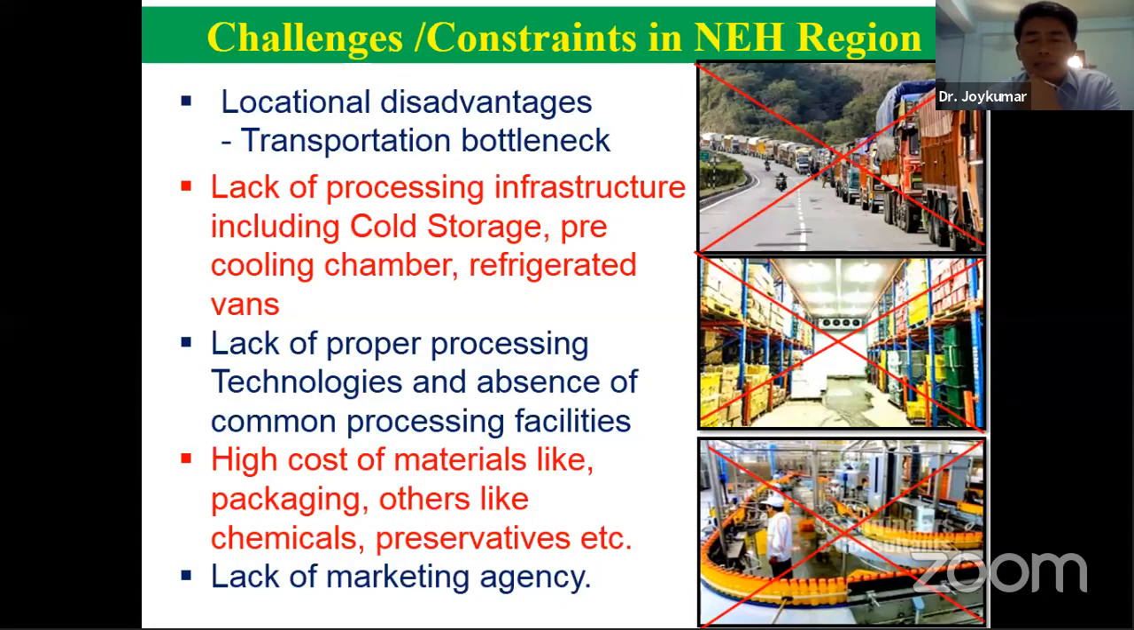And another problem is that whatever produce you have, the material, suppose packaging material, chemicals, these are all brought from other states. So here also the big issues are coming up. So these are some of the constraints in general I'm talking about.